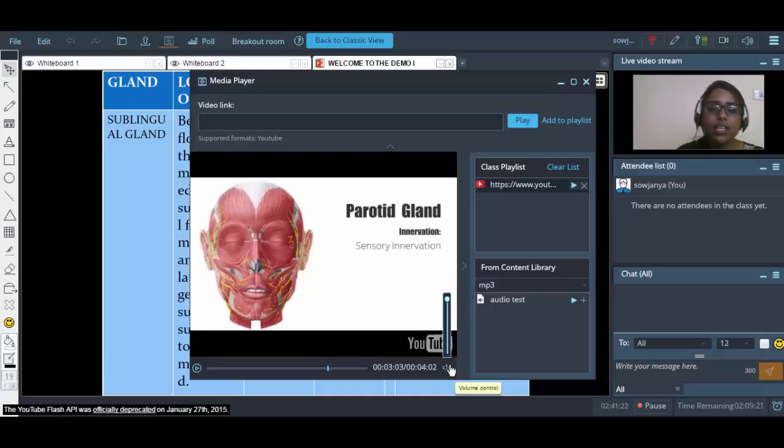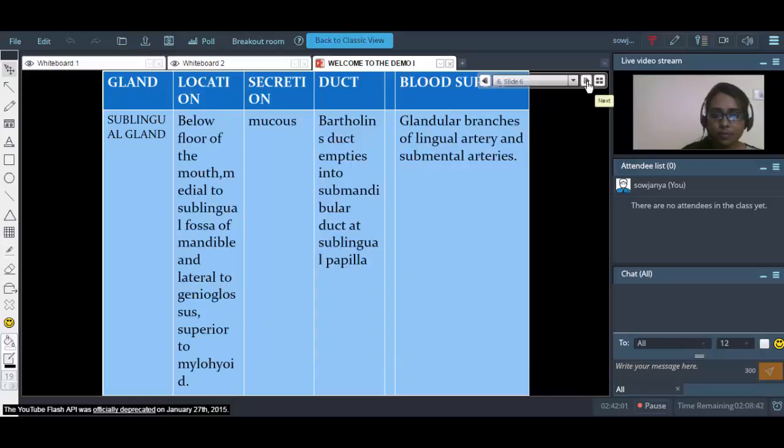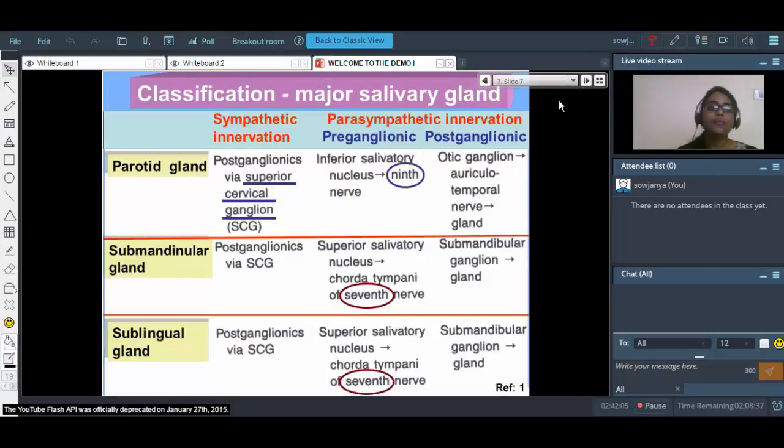Now we'll check out the innervation of the parotid gland. The sensory innervation is by the auriculotemporal nerve, derived from the trigeminal nerve. Parasympathetic innervation is by the glossopharyngeal nerve through the lesser petrosal nerve. Now we'll check out the innervation in all the glands. For the major salivary glands, the parotid, submandibular and sublingual glands, the sympathetic innervation is the same, that is, the postganglionic fibres through the superior cervical ganglion.